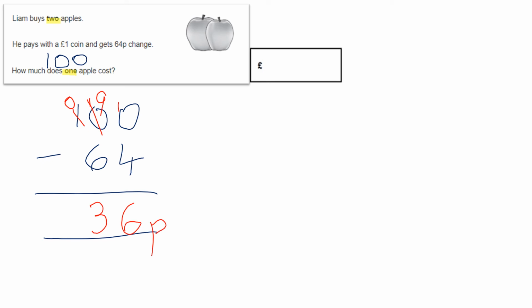What do we have to do? Well, if we've got 2 apples costing 36 pence and we would like to know what 1 costs, we have to take our 36 pence and we have to share it out twice. 36 divided by 2. How many times does 2 go into 3? It is 1, remainder 1. And how many times does 2 go into 16? It is 8. There's no remainder. So that was 18 pence. So brilliant. Give yourself a mark if you got that.